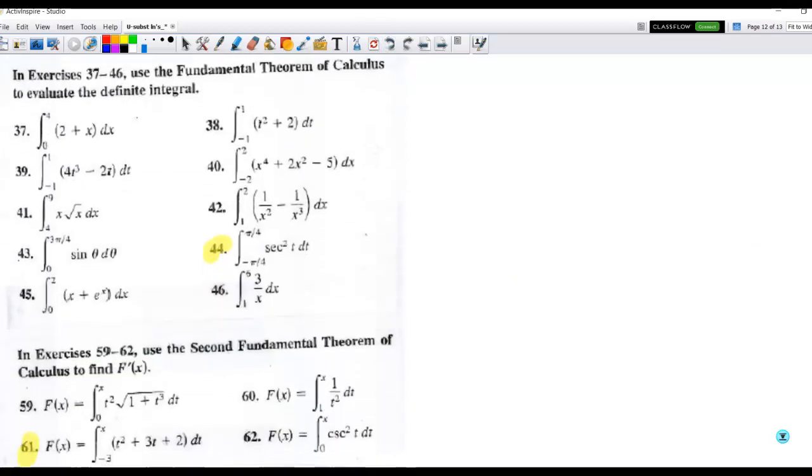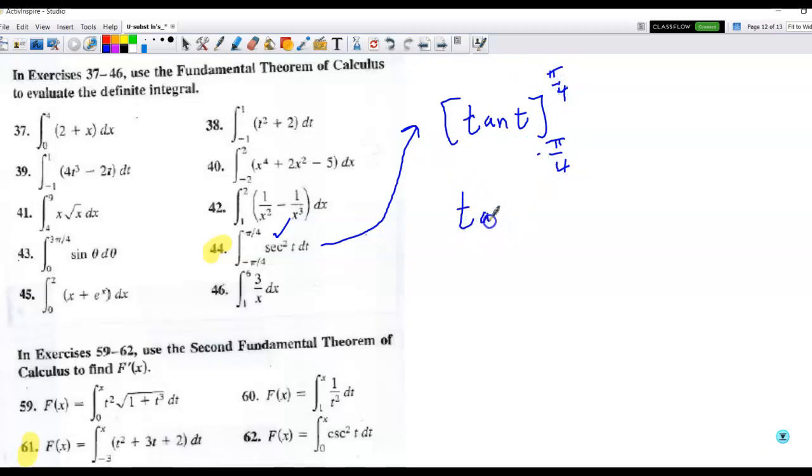So now we go to problem number 44, which now we have a definite integral. And we are evaluating that, secant squared. We just played with that just a few moments ago. So when I find the antiderivative of secant squared, I get tangent t, and that's going to be evaluated from negative pi over 4 to pi over 4. And by the FTC part 1, I'm going to evaluate at the upper bound, minus evaluate at the lower bound.